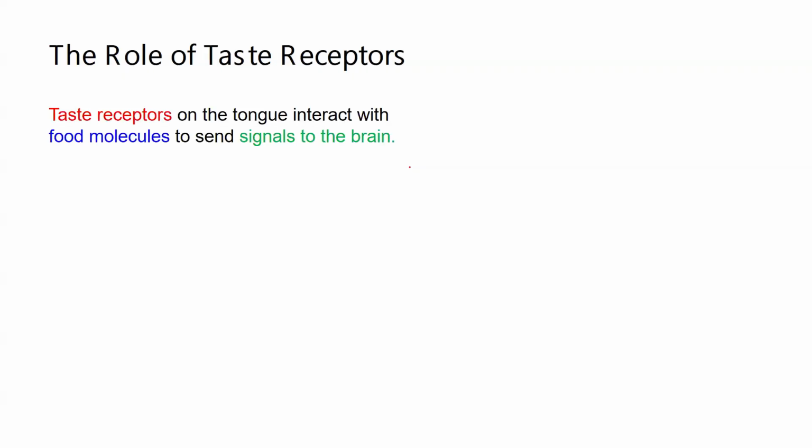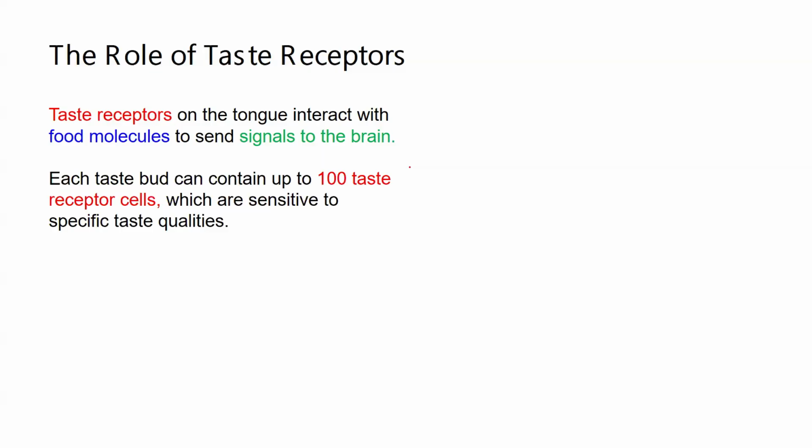So then the next thing is actually the role of taste receptors. Taste receptors on the tongue interact with food molecules to send signals to the brain. So ladies and gentlemen, in all the foods that we are taking, the taste that we sense is connected with our brain. There are receptors usually found on the surface of the tongue that interact with the food molecules. After this interaction, a signal is sent to the brain and then interpreted.